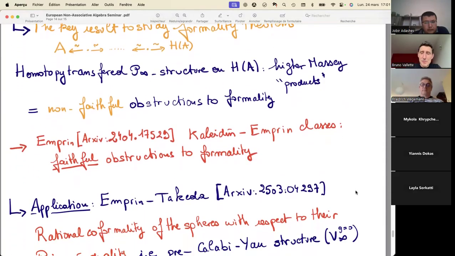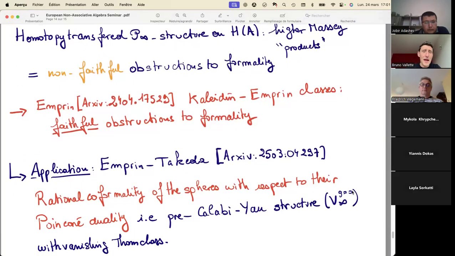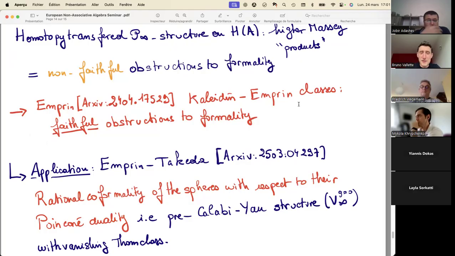And let me finish by citing this. This is the last point. Applying this general algebraic theory of faithful obstruction classes, which I like to call Kaledin-Emprunt classes for a certain reason, they've been studying with Alex Takeda, and it was put out in March, so maybe 2 weeks ago. They said, let me look at the spheres. Let me look whether they are rationally coformal. Are spheres rationally coformal?